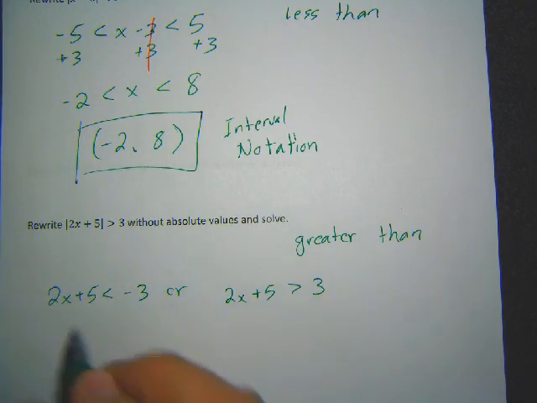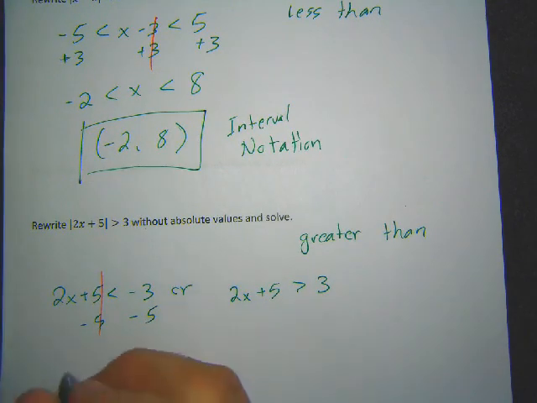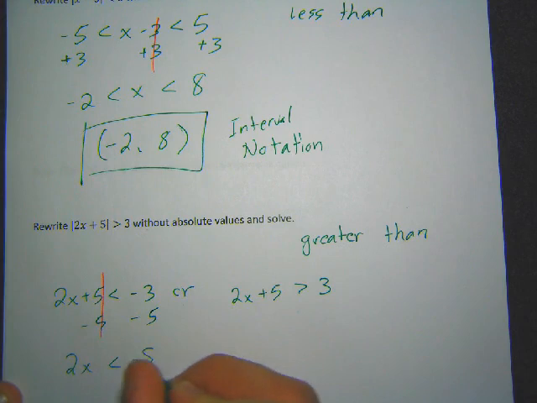So first off, this first one, I'm going to subtract 5 from both sides. Get rid of this thing. So we get 2x is less than -8. I'm going to divide by 2 on both sides.